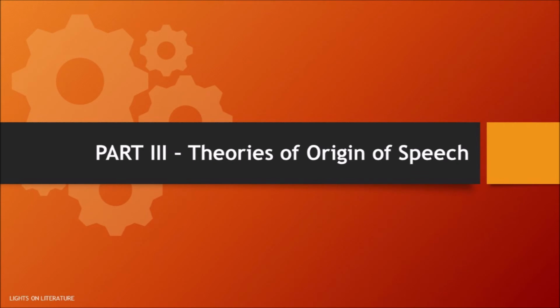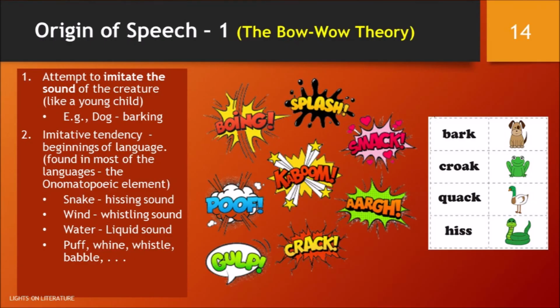Let us move into the third part of this video lesson. Let us talk about the theories of the origin of speech. The first one is the bow-wow theory. This is man's attempt to imitate some characteristic sound of the creature or the object he was referring to.